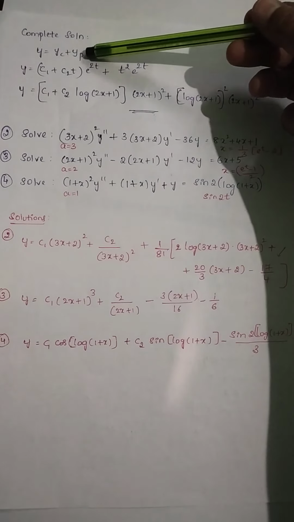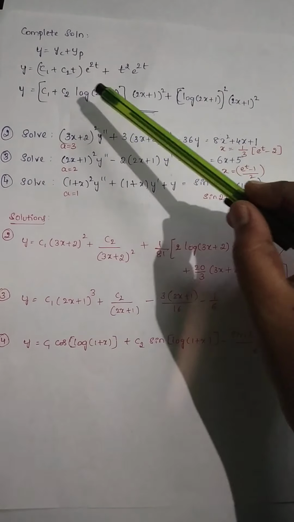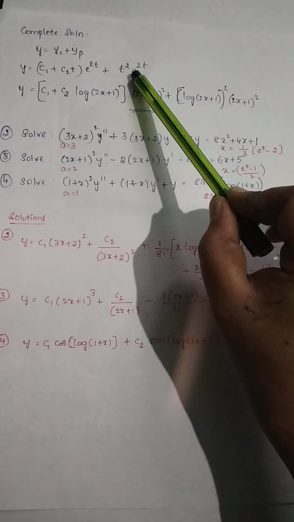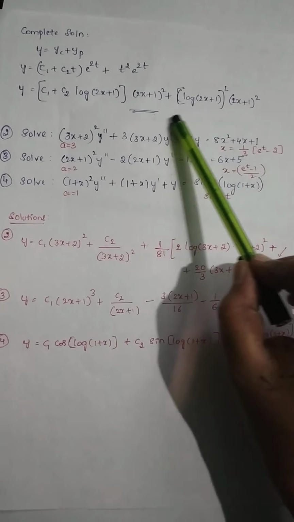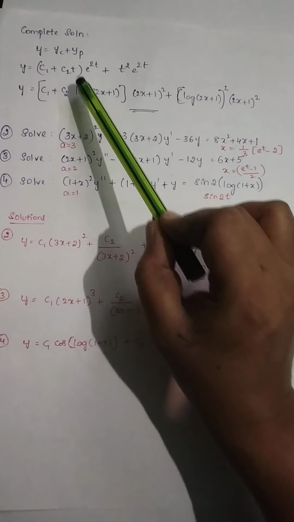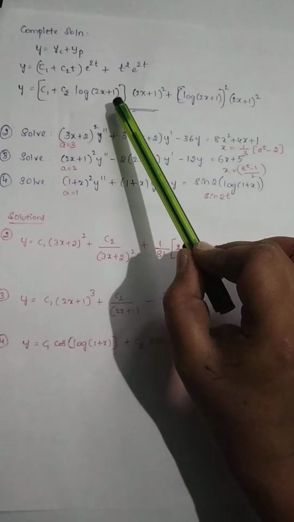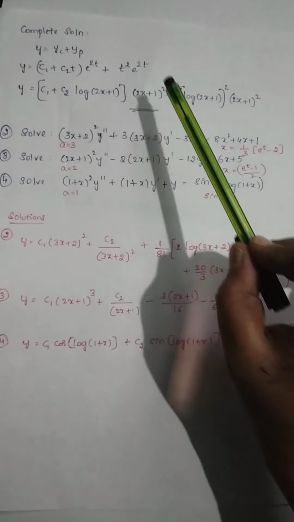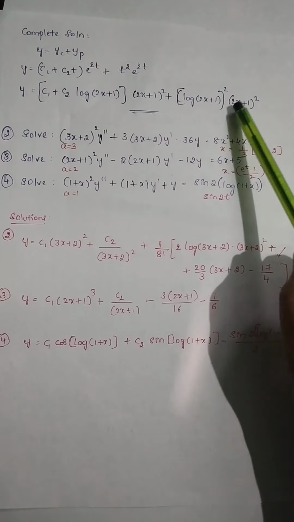Substitute yc and yp in y = yc + yp, the complete solution. So yc and yp in terms of t to be written first, and in the next line you need to write the final answer in terms of x, that is t to be written as log(2x + 1), and e^t to be written as 2x + 1. So the final answer is in terms of x only.